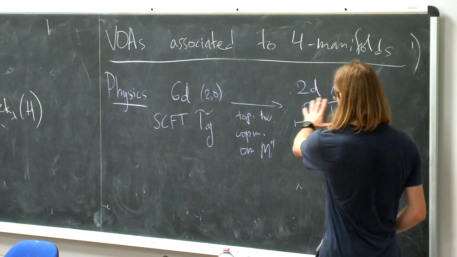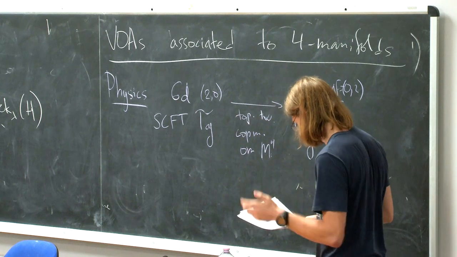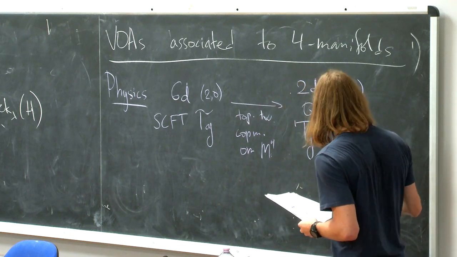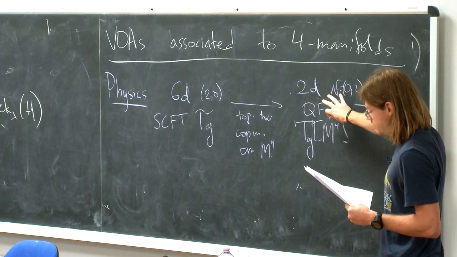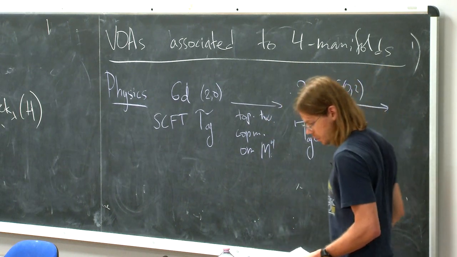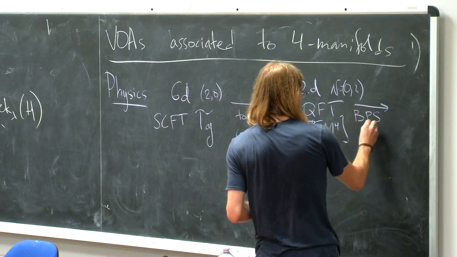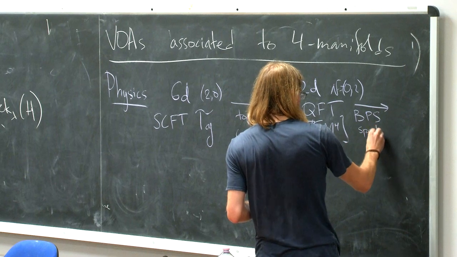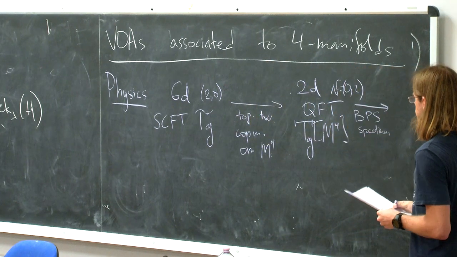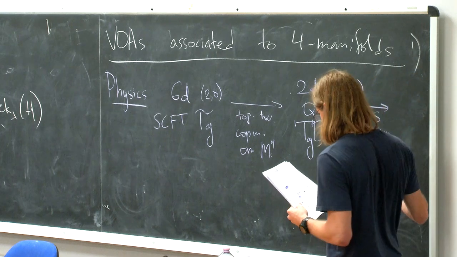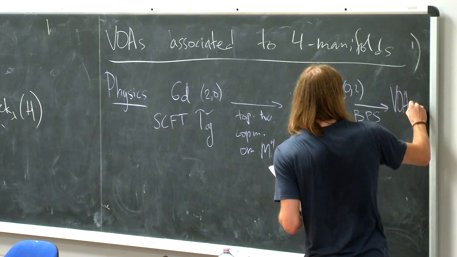In general, the theory itself is not a topological invariant of a four manifold. What we want to do is consider the BPS spectrum of the theory, and the BPS spectrum should be a topological invariant. It's known that the BPS spectrum of two-dimensional 0,2 theories is described in terms of vertex operator algebras.